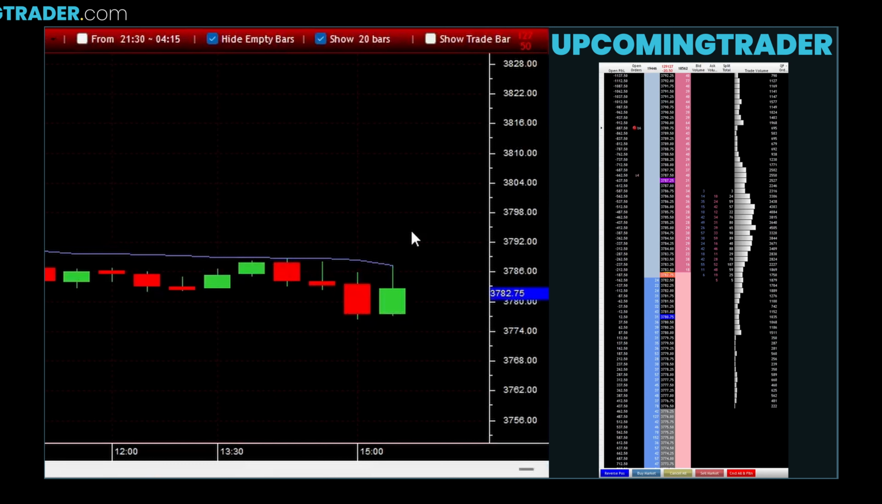The Gravestone Doji, when it appears at the top of an uptrend, is seen as a bearish reversal indicator. This candlestick pattern is recognized by its small or non-existent body with a long upper shadow and little to no lower shadow, resembling a tombstone.